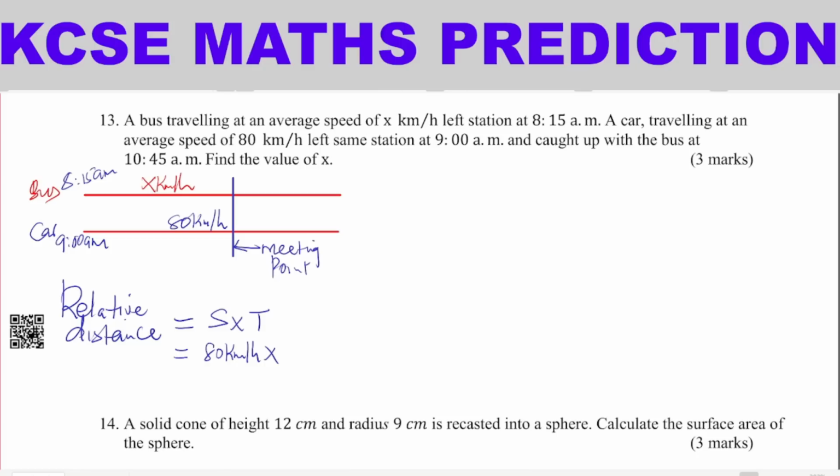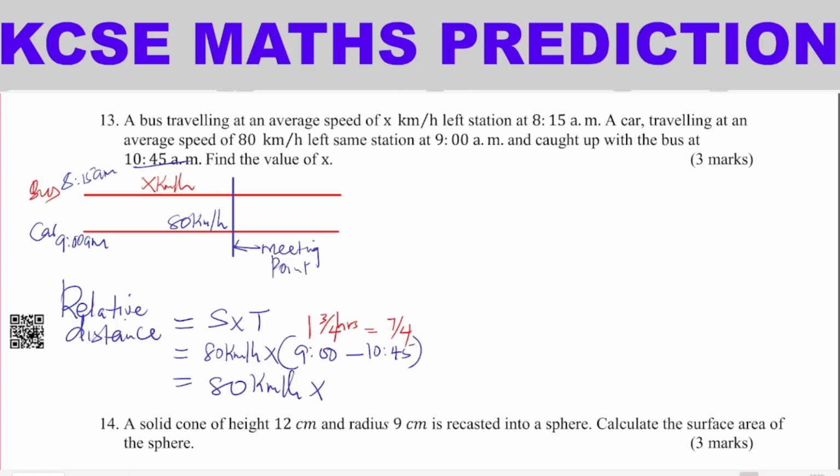That is, it began the journey at 9 a.m. So from 9 a.m. to the meeting point, that is at 10:45, that is the time taken. So this will give 80 kilometers per hour times the difference, 10:45 subtract 9 a.m. That will give 1 hour 45 minutes, 1 3/4 of an hour, and this will be the same as 7/4.